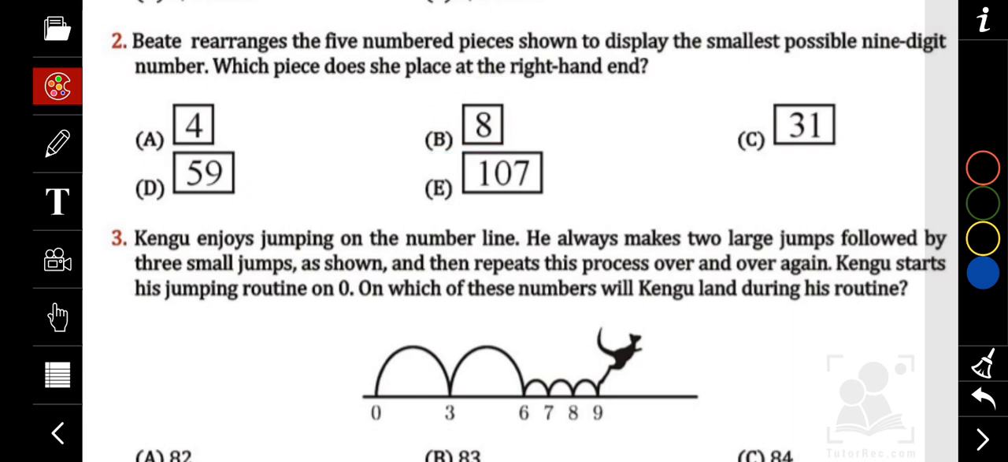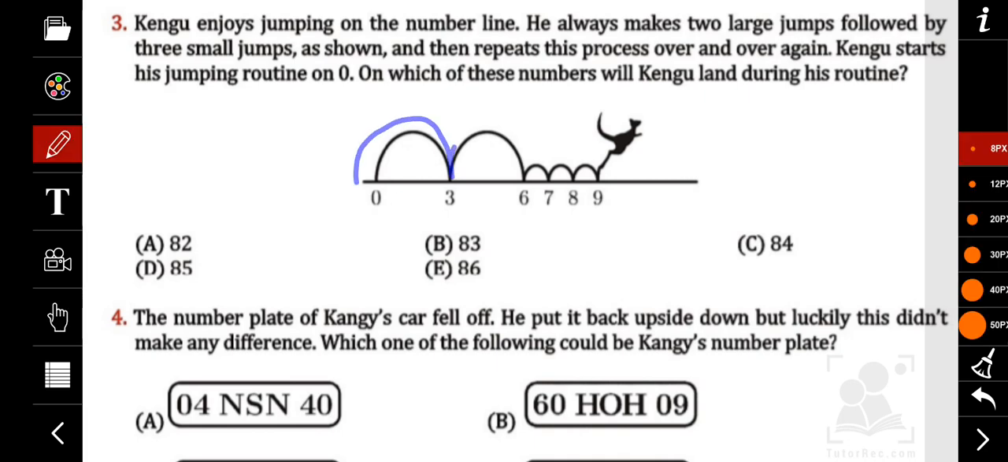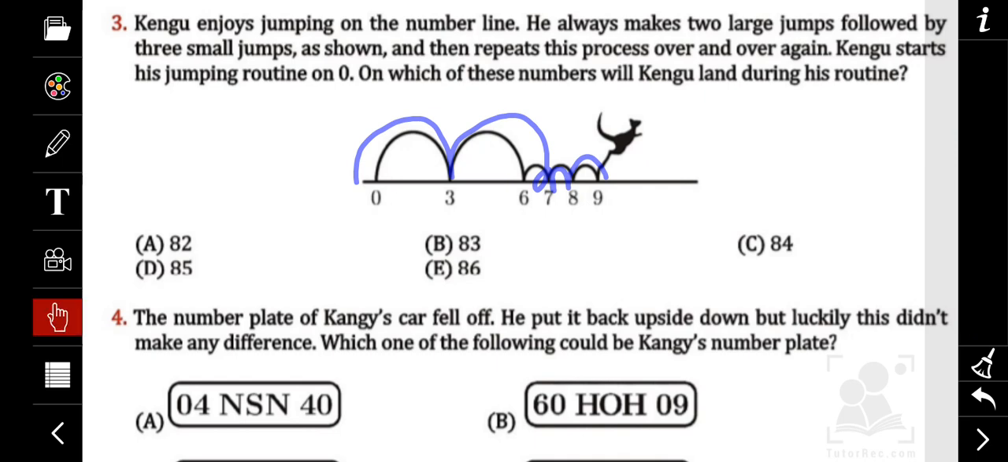Then we proceed further. Kangaroo enjoys jumping on the number line. He always makes 2 large jumps followed by 3 small jumps as shown, like 0 till 3, then 6, then 7, 8, 9, and the pattern goes on, and then repeats this process over and over again. Kangaroo starts his jumping routine on 0. On which of these numbers will Kangaroo land during his routine?